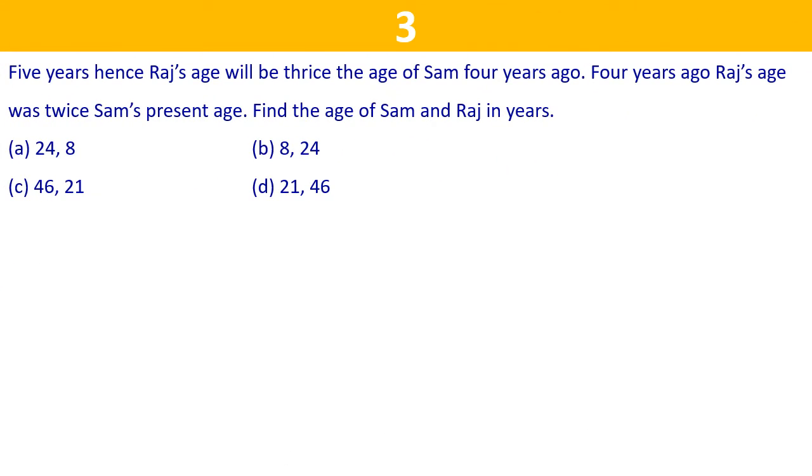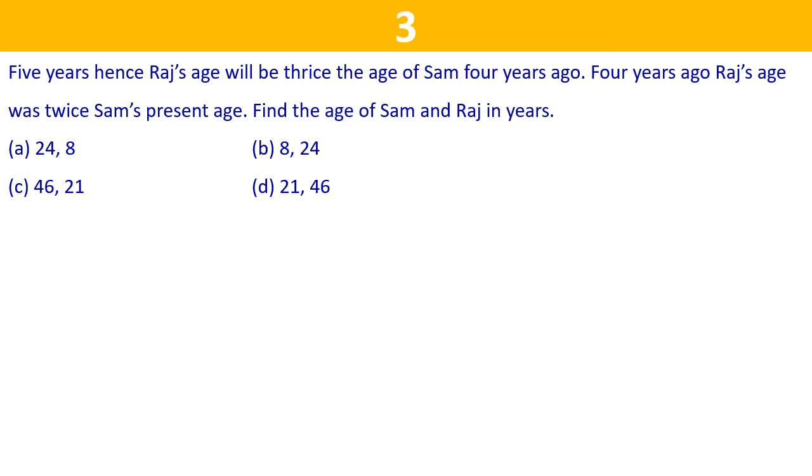Problem 3. 5 years hence, Raj's age will be thrice the age of Sam 4 years ago. 4 years ago, Raj's age was twice Sam's present age. Find the age of Sam and Raj.